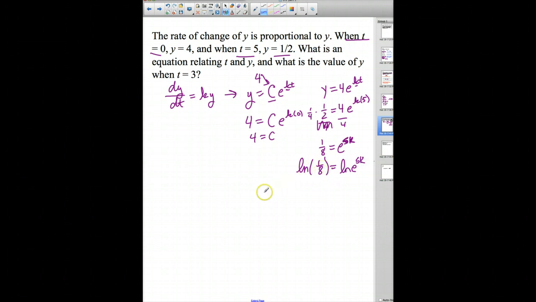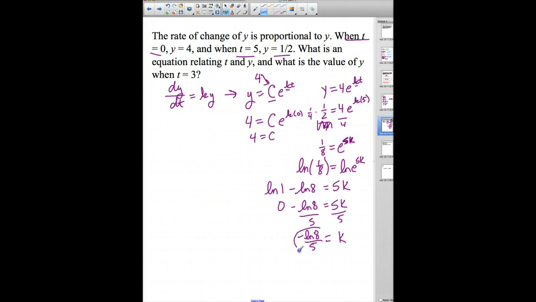Natural log of 1/8, you could rewrite that as natural log of 1 minus natural log of 8. And on the right side, the natural log of e to a power is just that power. What's the natural log of 1? That's 0. We don't know the natural log of 8 offhand, so we're going to keep that in that form. And then that equals 5k. Solving for k, we're going to divide both sides by 5. So k equals negative natural log of 8 divided by 5.